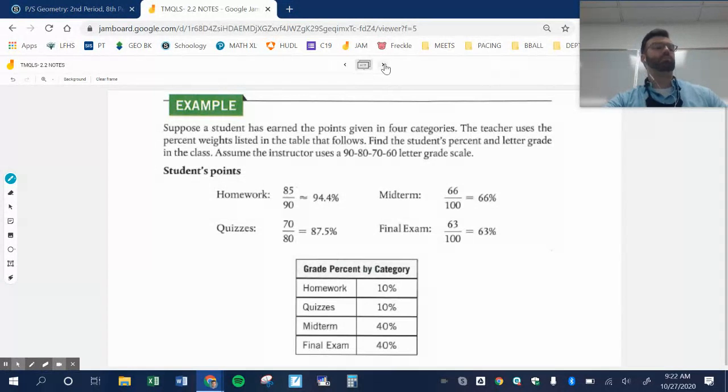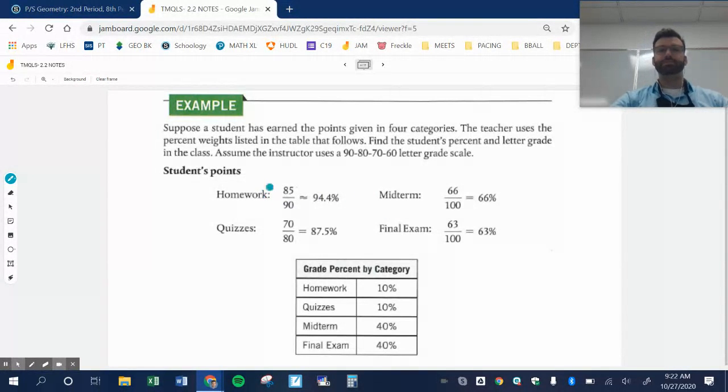Now the book does the work for you already. So we're just going to talk through it. This is what happens when your grades are calculated in this class. PowerSchool does it for me, but I could do this by hand, or you could do it by hand if you want to explore how a test will affect your grade.